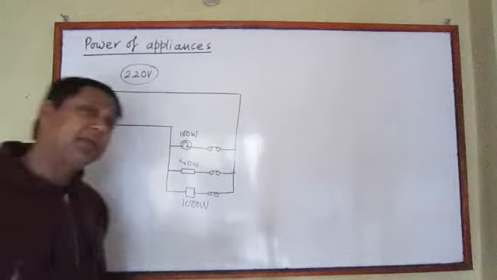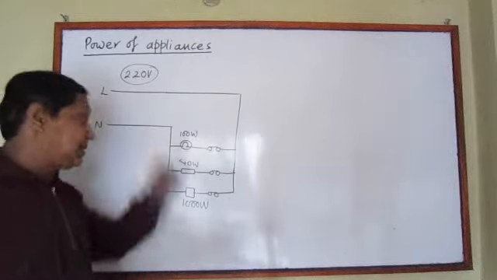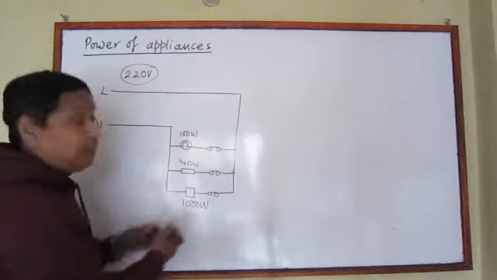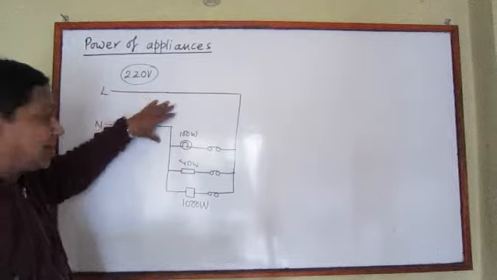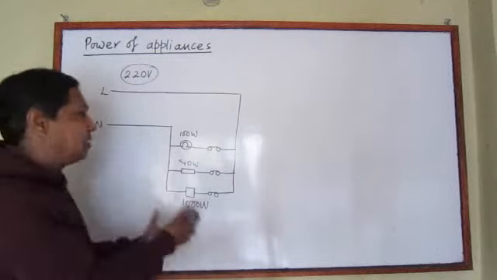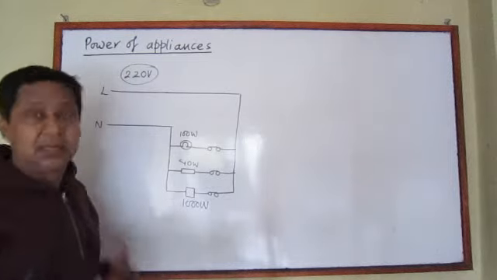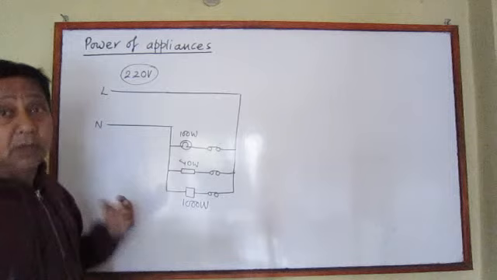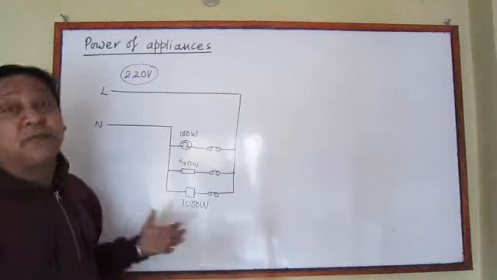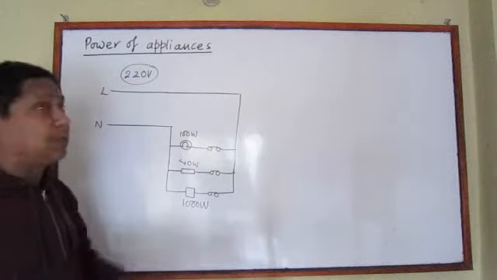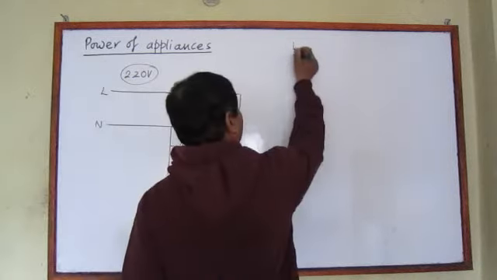Now, what about the current? Voltage is the same. If we connect them in parallel in the electric circuit of a house, then all of them get the same voltage, but their power is different. So they need different current to run. They pull different amounts of current. Let's talk about each of them.